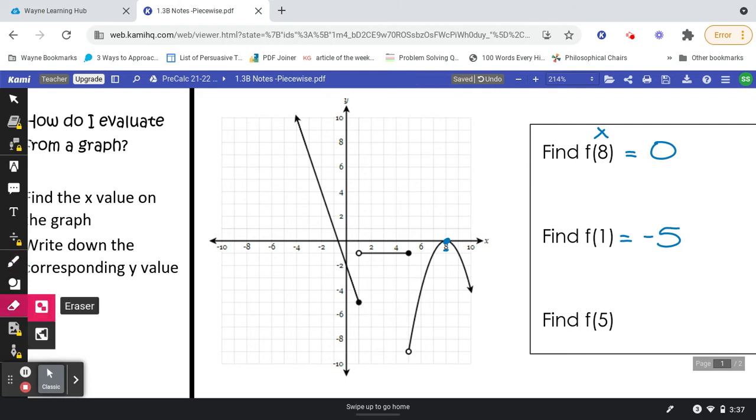What about f of 5? F of 5 I see is over here. This is where 5 would be. And I can see that I have a closed circle and an open circle. I want to focus on the closed circle, which looks like it's at -1.